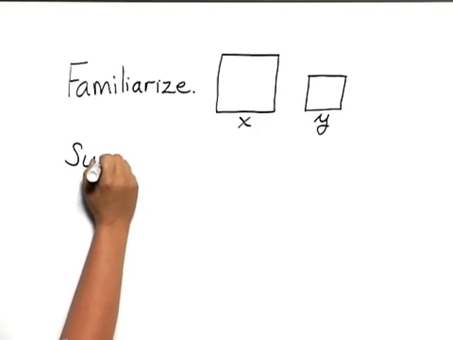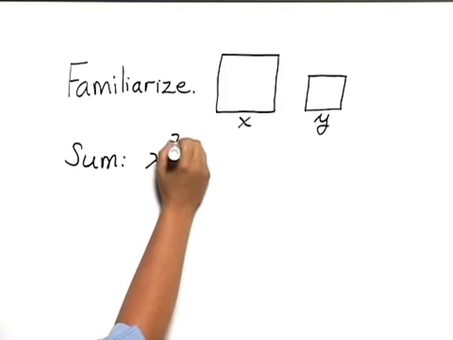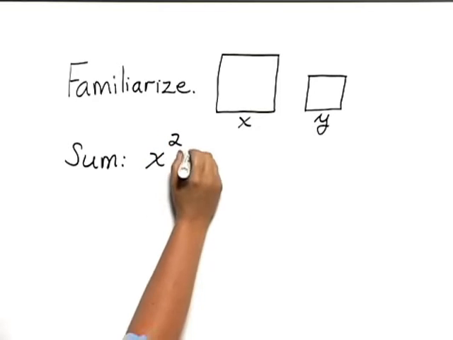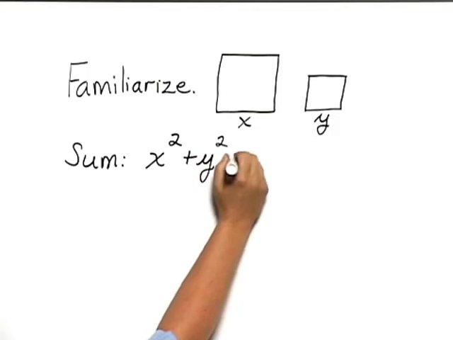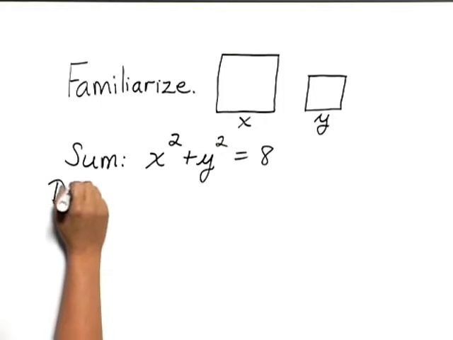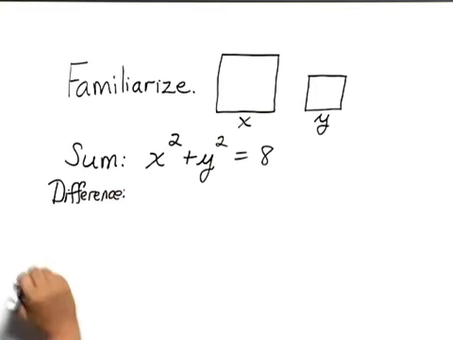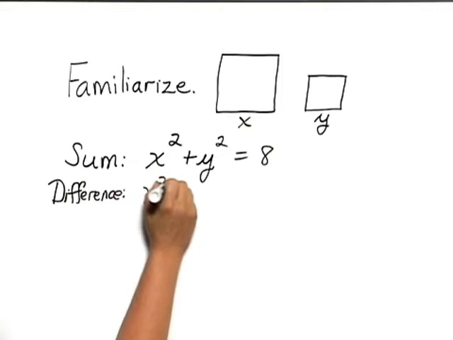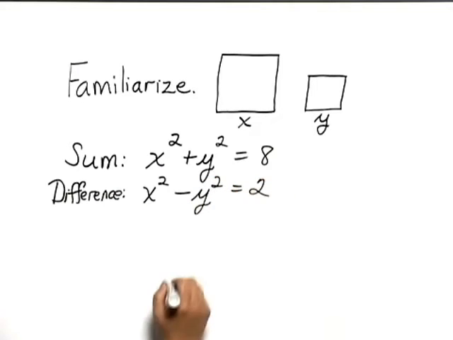So we can translate that into x squared, which is the area of the first square, plus y squared, which is the area of the second square, equals 8. We're also told that the difference of their areas is 2. So we can translate that as x squared minus y squared equals 2.